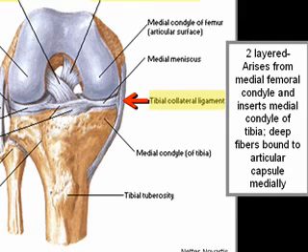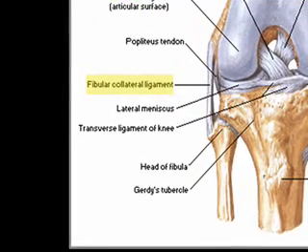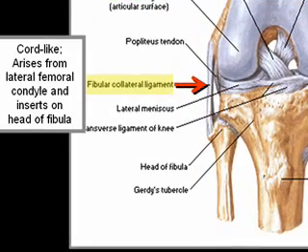The tibial collateral ligament, also sometimes called the medial collateral ligament, is a two-layered, broad and flat ligament which arises from the medial femoral condyle and inserts superficially onto the medial condyle of the tibia. The deep fibers of the medial collateral ligament are bound to the articular capsule of the knee medially. And the fibular collateral ligament, also called the lateral collateral ligament, is a cord-like ligament that arises from the lateral femoral condyle and inserts on the head of the fibula.